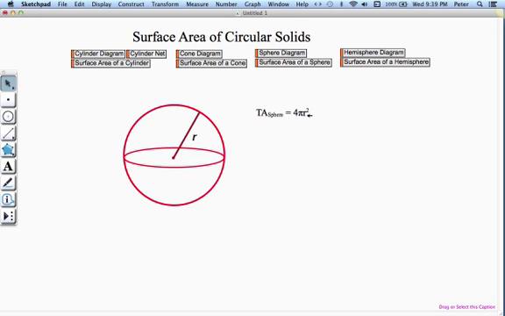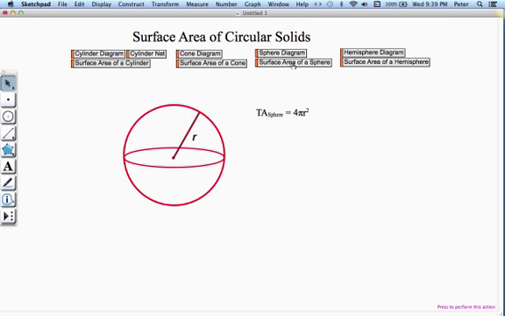There is no lateral area because there is no base of a sphere. There are no lateral edges or anything that we associate with other things like pyramids and prisms. So please get this in your notes: the total area of a sphere is 4 pi r squared.